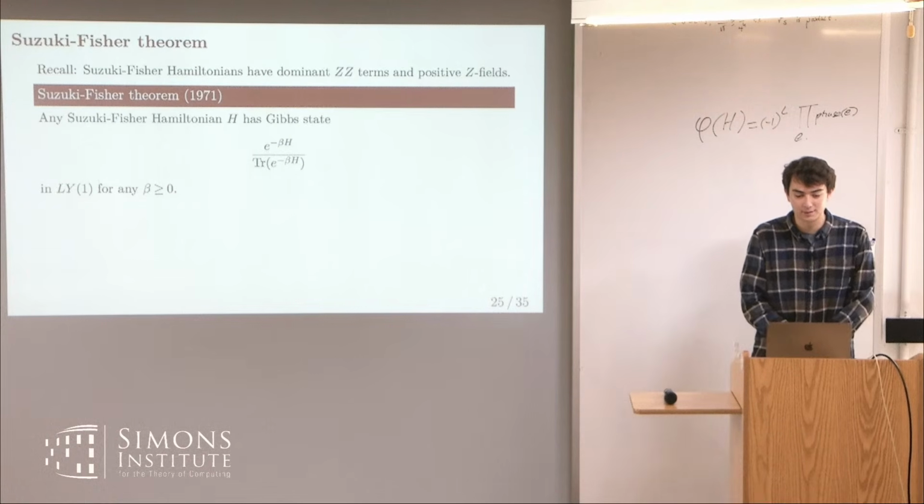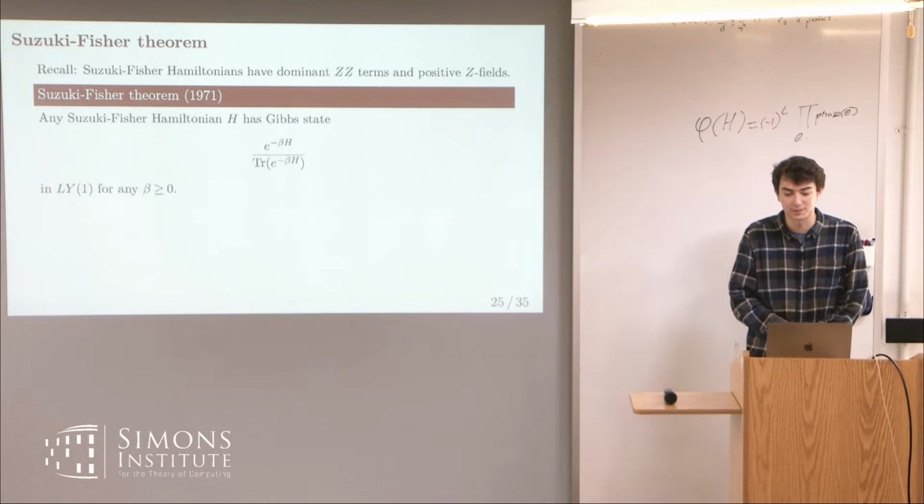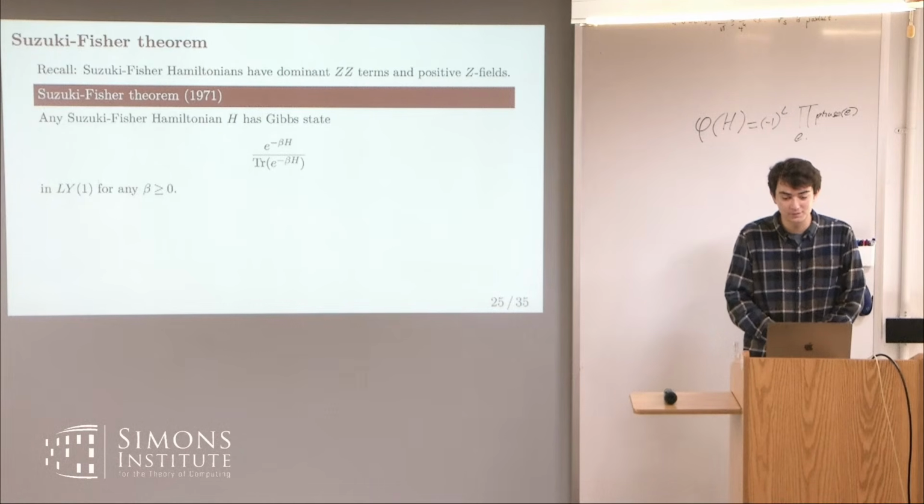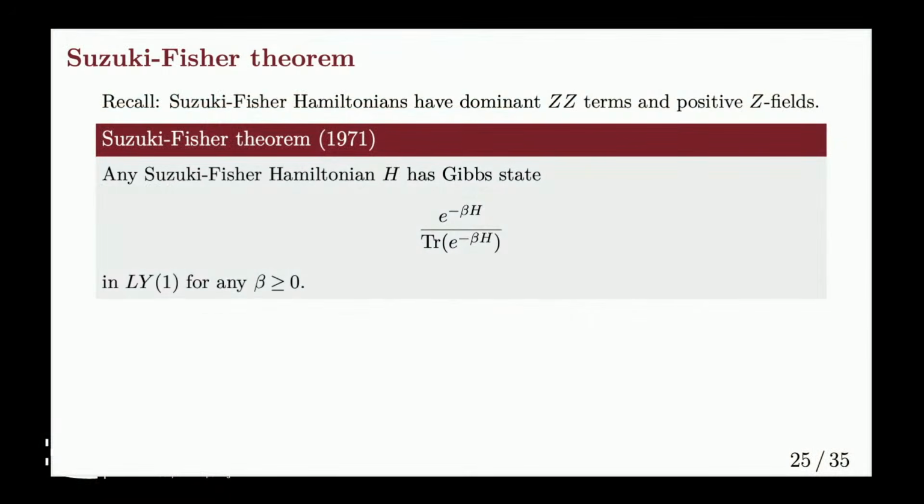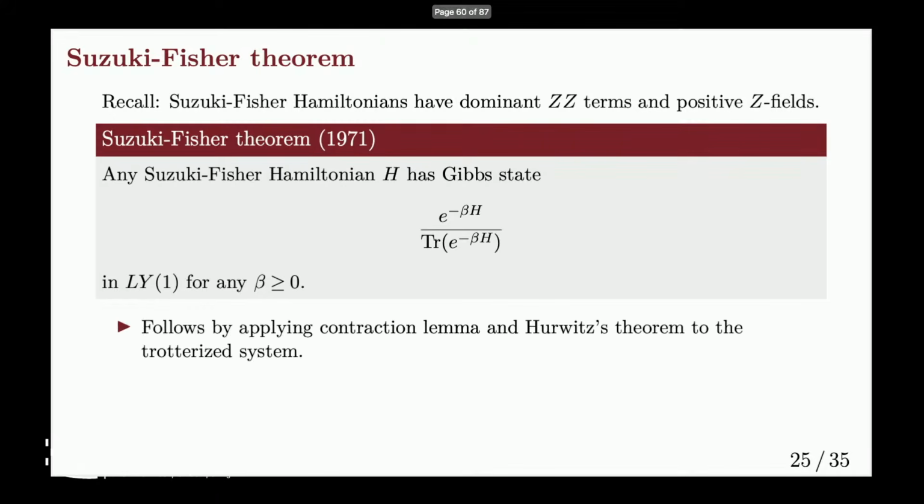So now, why did we consider the Suzuki-Fisher Hamiltonian, and why is it named that? Well, Suzuki and Fisher showed in 1971 that these are the Hamiltonians whose Gibbs states are Lee-Yang tensors with radius 1. And the proof is very elegant. All you do is take the Gibbs state, trotterize it, and then after you trotterize, you look at which single two-local interactions have this Lee-Yang property, and then apply Hurwitz's theorem and the contraction lemma.